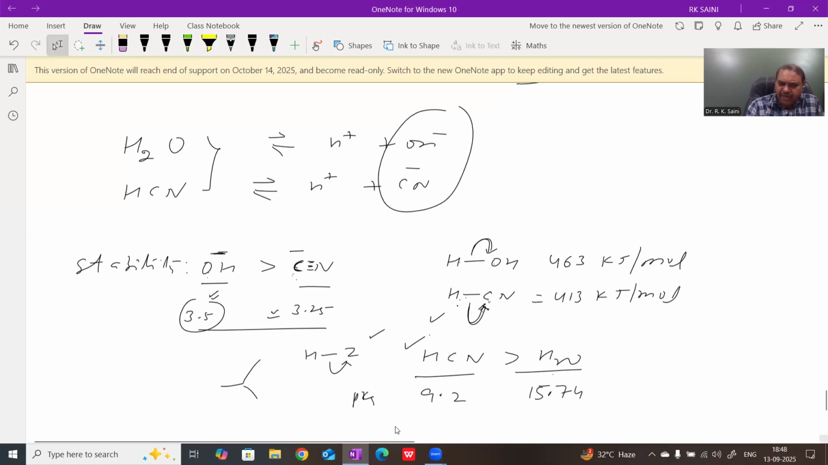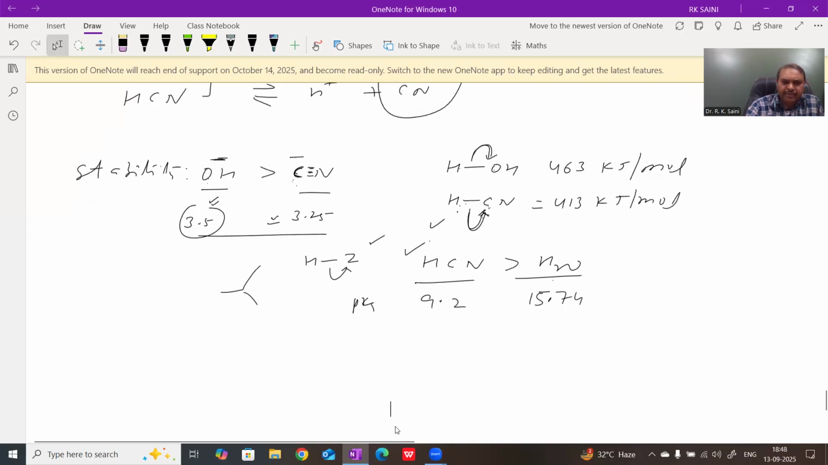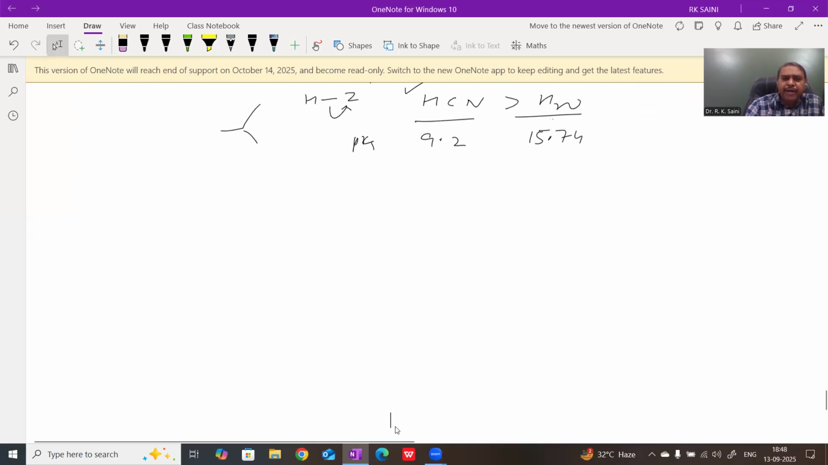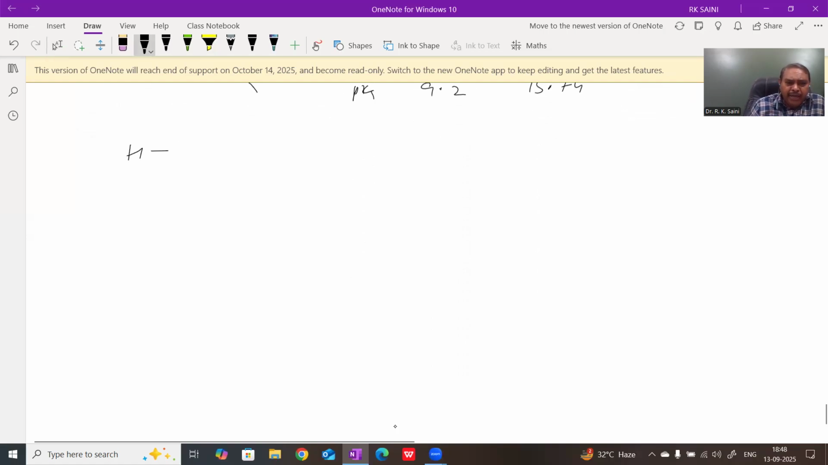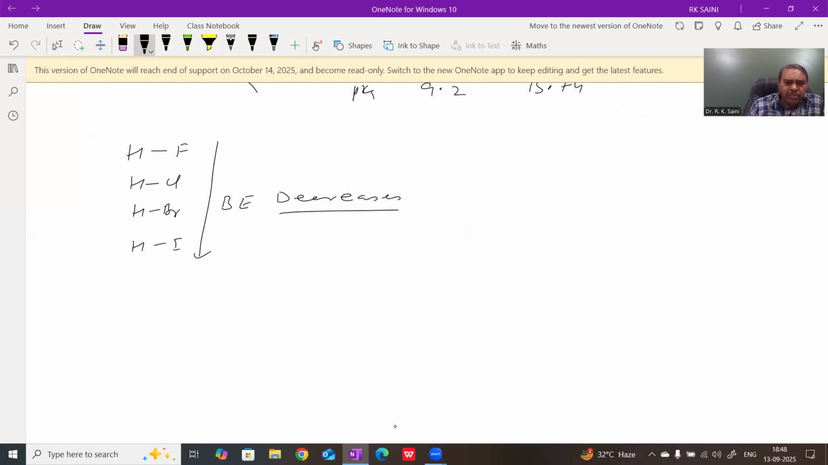Taking another example. Bond energy is an important factor down the group. For example, HF, HCl, HBr, and HI. Bond energy decreases down the group because the size of halogen increases down the group. Therefore, their orbitals are more diffuse and hence effective overlapping does not take place. And we know that according to VBT, when orbitals which are less diffuse take part in overlapping, then they make a strong bond, and hence HF has a strong bond.